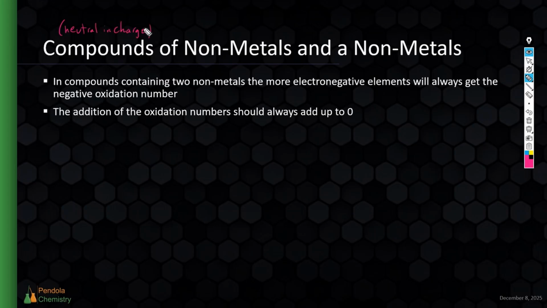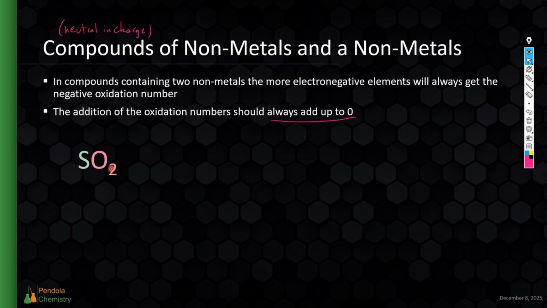So compounds are always neutral in charge, so the oxidation numbers always add up to 0. If it wasn't neutral in charge, not that that's not possible, it wouldn't be a compound. At that point, it would be a polyatomic ion. So let's look at an example of this. Let's say we have sulfur dioxide, SO2.